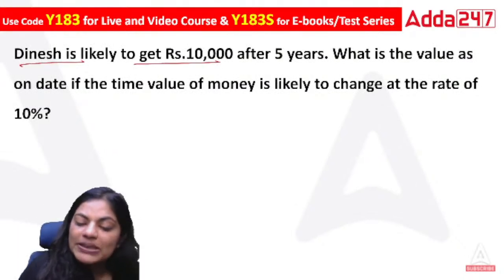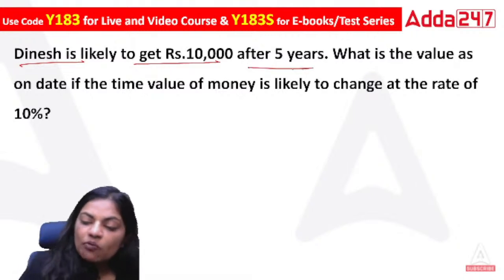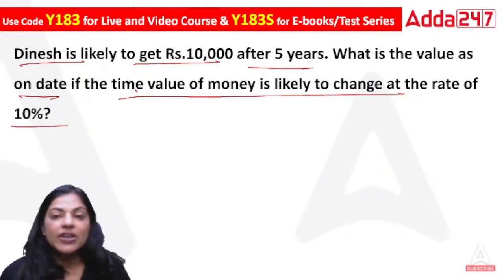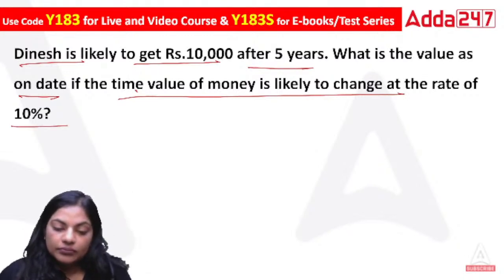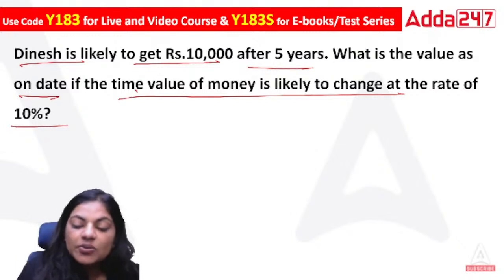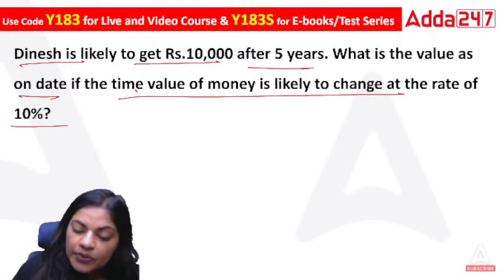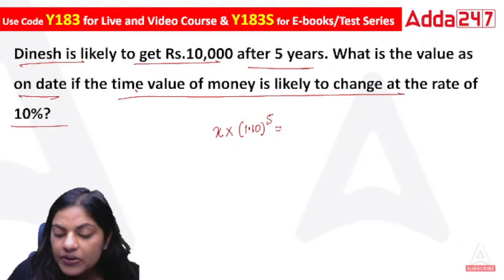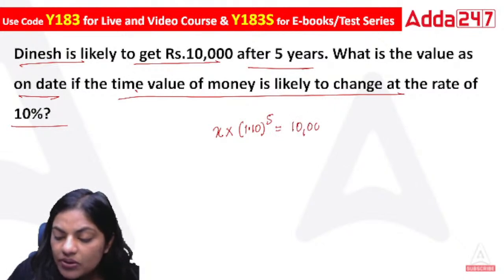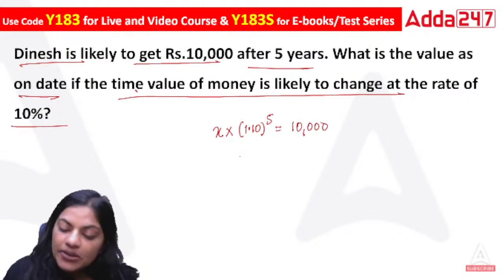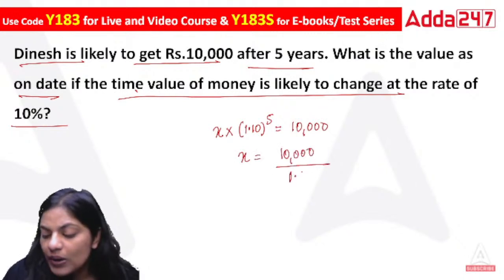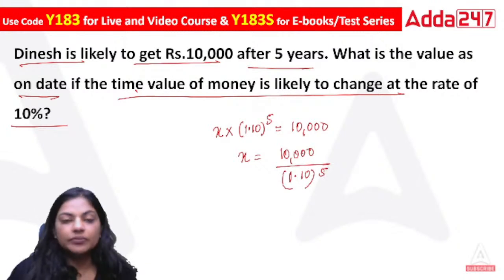Dinesh is likely to get rupees 10,000 after 5 years. What is the value as on date if the time value of money is likely to change at the rate of 10%? Dinesh is likely to get 10,000 after 5 years. So today, let's say there is an X amount, that will be invested at a rate of 1.10 for 5 years. What is the amount? And the future value is what? 10,000. So X is equal to 10,000 upon 1.10 power 5.